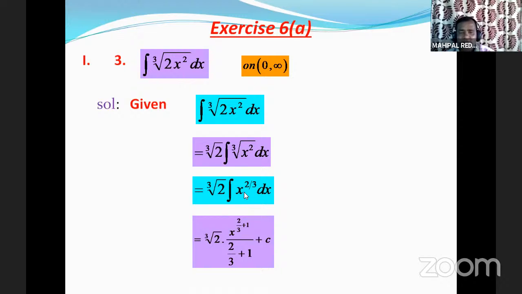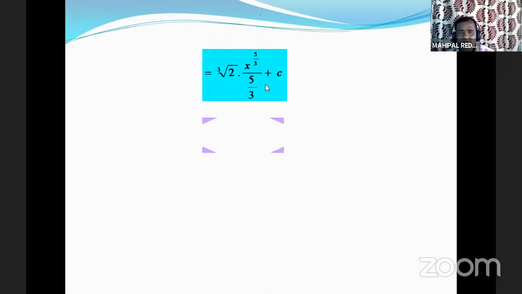So again, it is a form of the integration of x power n. The n value here is 2 by 3. So x power 2 by 3 plus 1, over 2 by 3 plus 1. Integration of x power n is x power n plus 1 by n plus 1. Here the n value is 2 by 3: 2 by 3 plus 1 over 2 by 3 plus 1. So 2 by 3 plus 1 is nothing but 5 by 3.